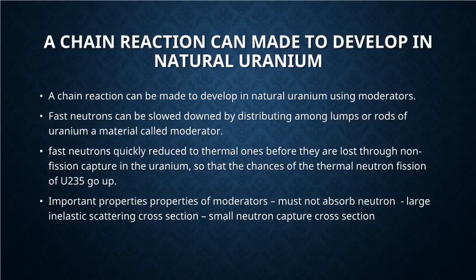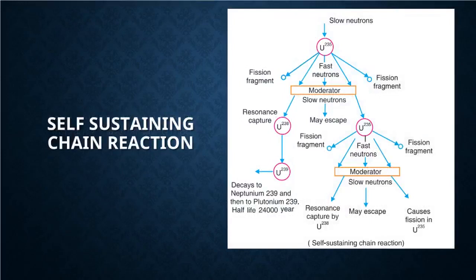When we choose moderators, we need to make sure that the material does not absorb much neutron and is capable of scattering the neutrons. The reactions occurring in a self-sustained chain reaction are shown here. As you may see, a slow neutron bombards a uranium-235 nucleus. The nucleus breaks into two fragments, 3 fast neutrons along with an amount of energy in the fission process. Moderator may slow down these fast neutrons. 1 neutron may escape. 1 neutron may be captured by uranium-238 to form uranium-239, which decays to neptunium-239, and then to plutonium-239. 1 neutron is still available for carrying on the chain reaction. It bombards U-235 and the process is repeated. This reaction is a self-sustaining chain reaction.